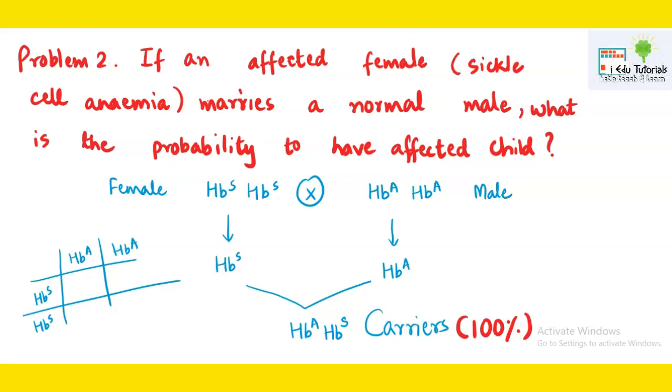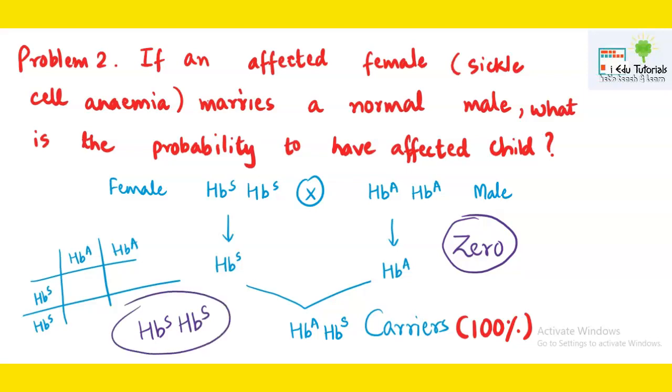So what is the probability to have affected children? The probability for affected children is 0, right? Because we have not received any individual with HbS, HbS genotype, and that is only of the affected child.